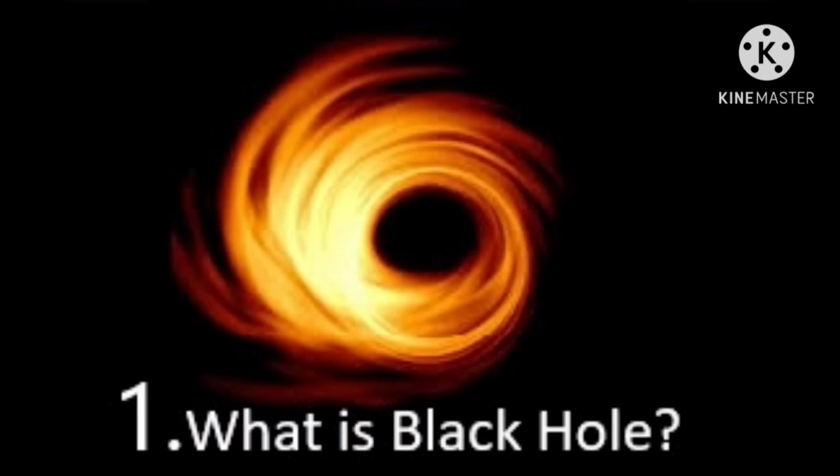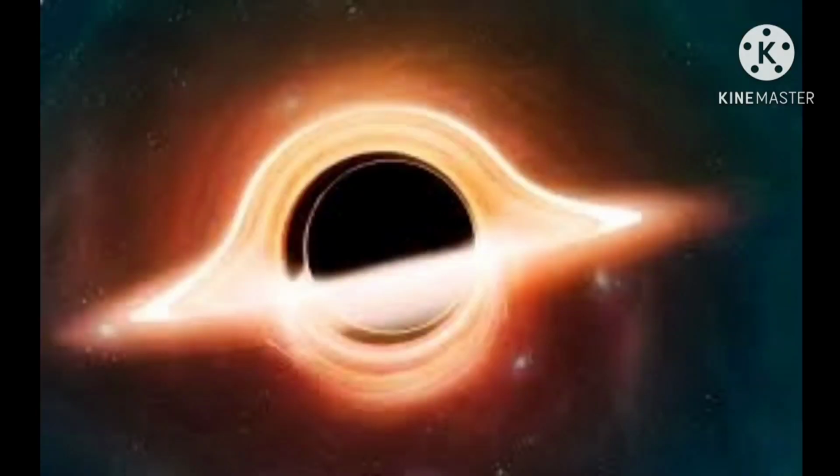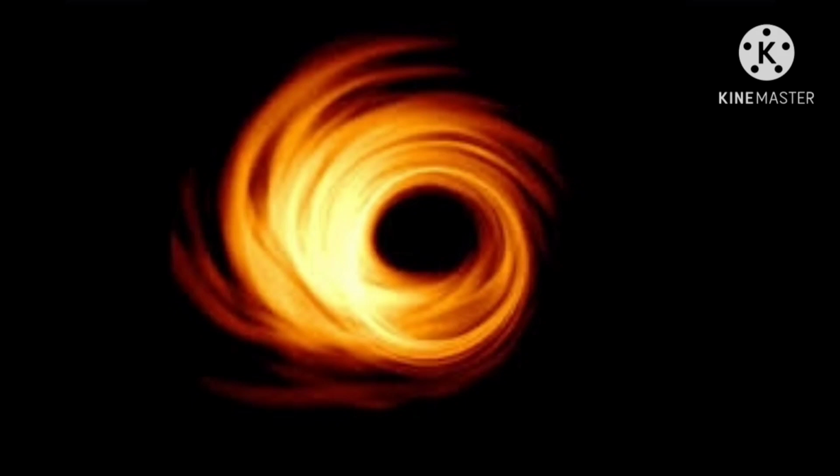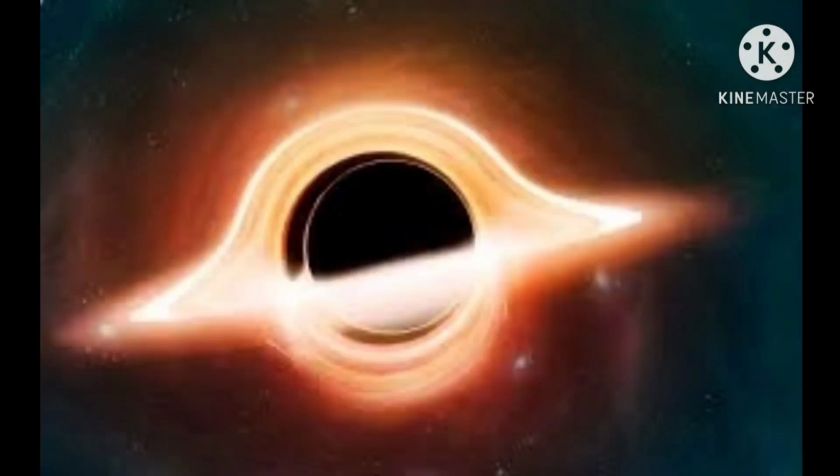Number 1. What is a black hole? It is a place or region in space with an enormous amount of gravity. Here, the value of gravity is so much that even light cannot get out of it. Its gravity is so strong because a huge amount of matter compresses or shrinks into a tiny space. These are some fictional images imagined by scientists.